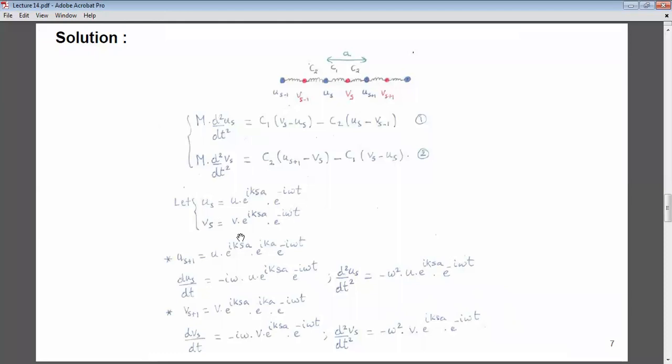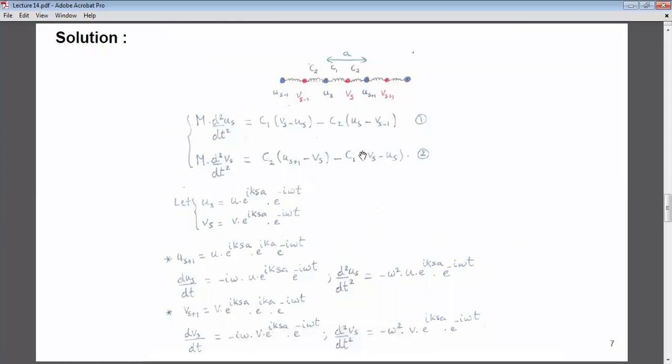So exactly as before. If this is u_s, then u_{s+1} is this, okay, which is e to the i k s a, e to the i k a. This is nothing but e to the i k (s+1) a, e to the minus i omega t. First derivative will be minus i omega. The rest of the equation, d2 u_s by dt squared is minus omega squared u e to the i k s a e to the minus i omega t.